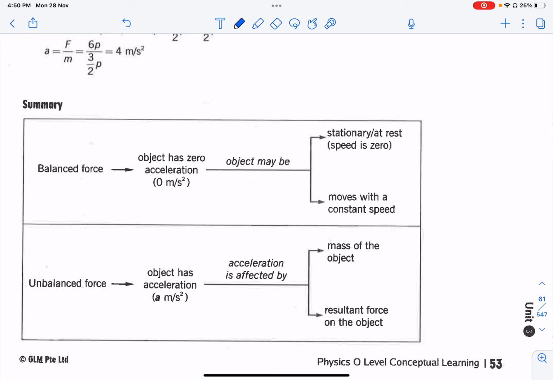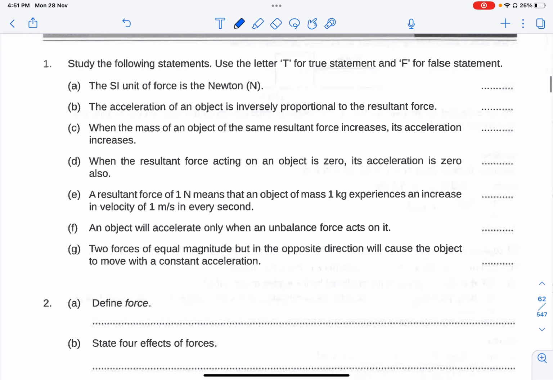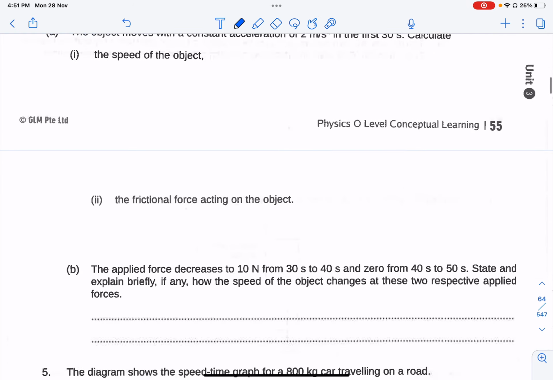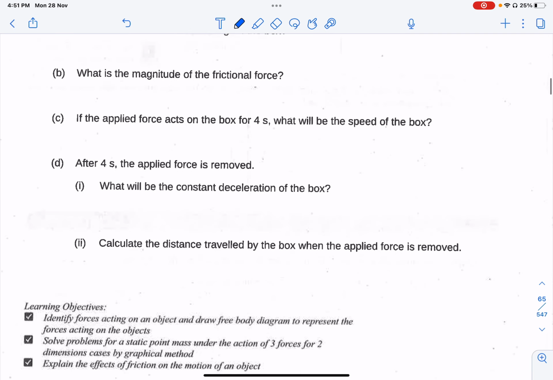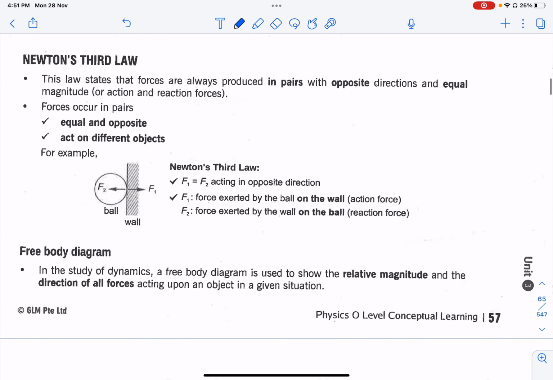For an unbalanced force, the acceleration is really determined by two things: number one, the mass of the object, and the resultant force on the object. So generally, this shows that it can be influenced by quite a few things. Okay, then of course, you can try out some of these questions. Then we will be moving on to our next session, which is Newton's third law.